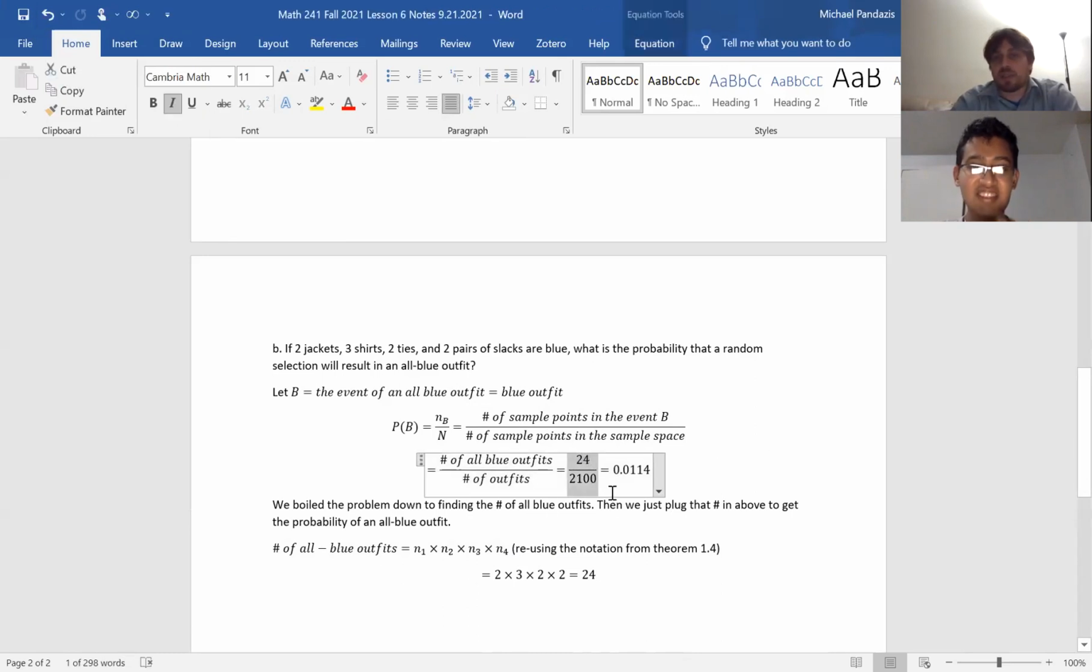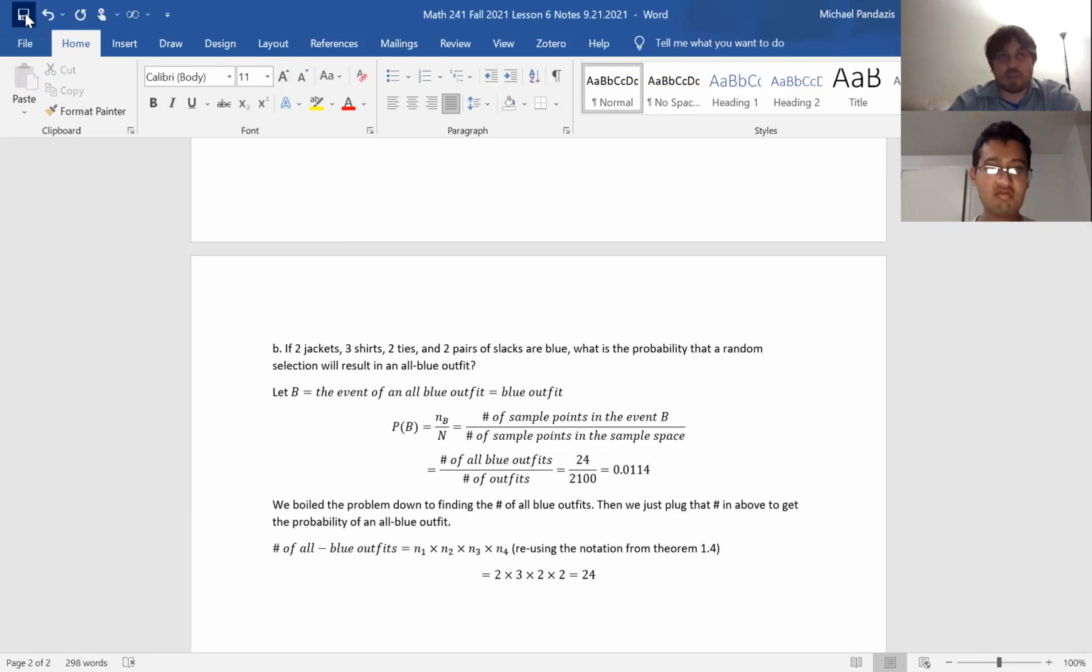I feel like fractions are more expressive of a quantity, right? Like 24 over 2100, I think you visualize the number better if you see it as a fraction than as a decimal, right? 1/2, you think of it as 1/2, right? But 0.5 means 1/2. The decimal doesn't really represent the quantity as well as a fraction does.